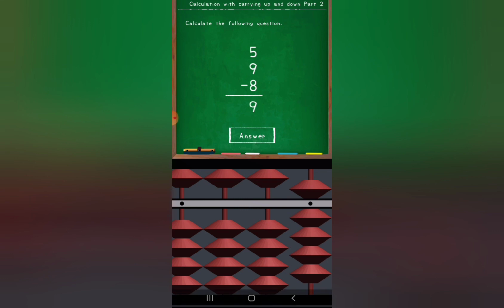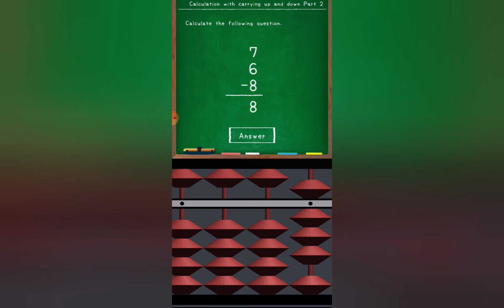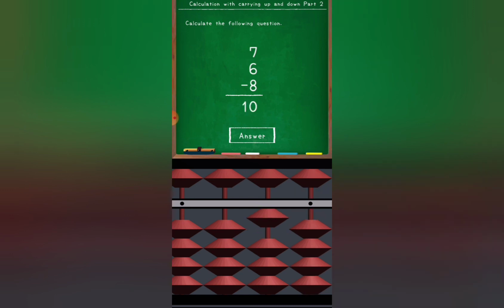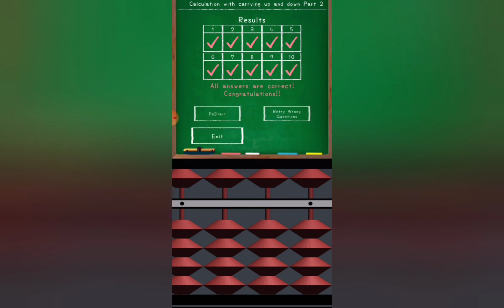1, 2, 3, 4, 5, 6, 7, 8, 9. Again, minus 8 means minus 10 plus 2: 1, 2. This is my answer. 7: 5, 6, 7. Then again, 6: 1, 2, 3, 4, 5, 6. Then 8 means minus 10 plus 2: 1, 2. This is my answer. So already I finished 10 of the questions. Let me check whether it is correct. Yes, all are correct.